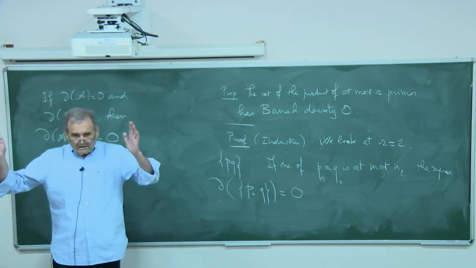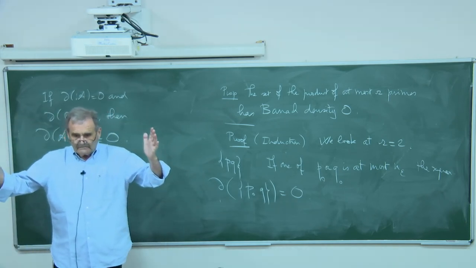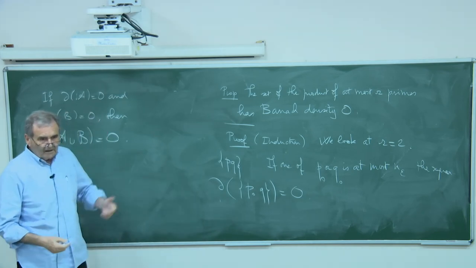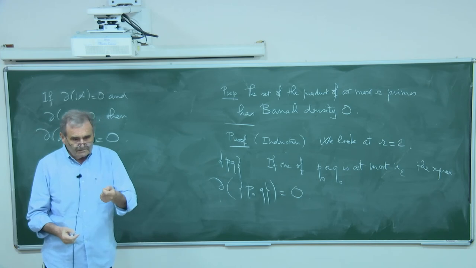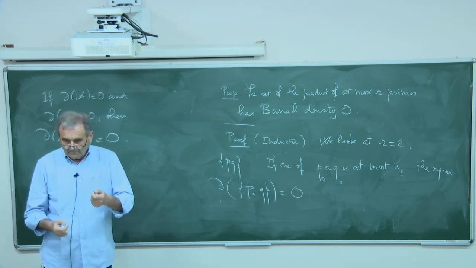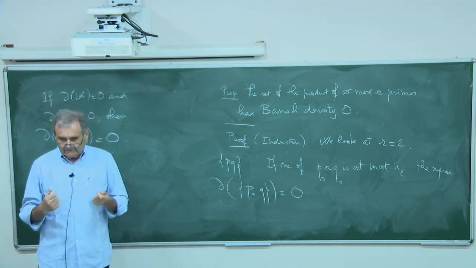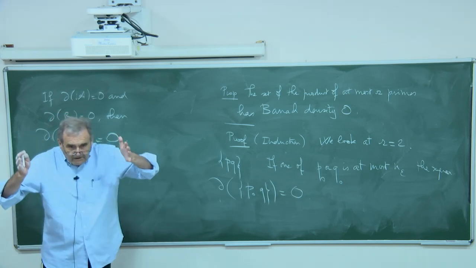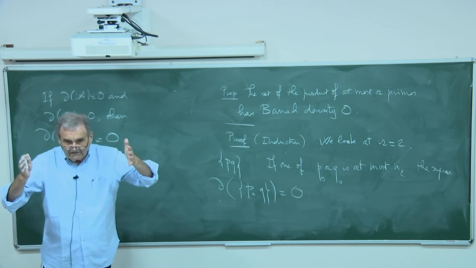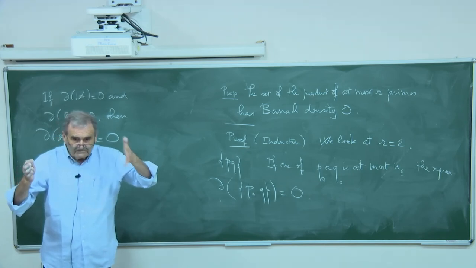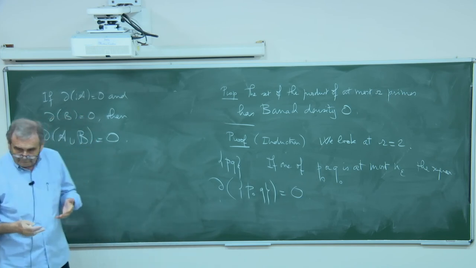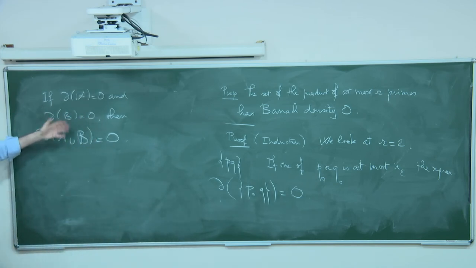Because it means that if you take some interval of length h, the proportion of elements of A is very small compared to h, at most epsilon h. But it is the same thing for the set B. So even if they happen to have their cluster at the same place, their cluster is not rich. It's not rich for A, it's not rich for B, so it cannot be rich for the union. You have to work a bit to write it, but it's not difficult to understand.